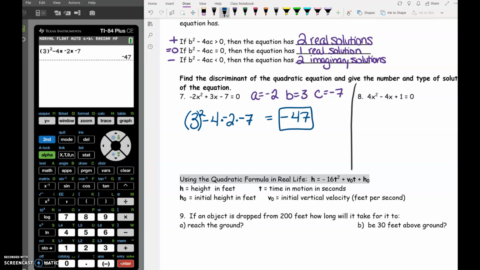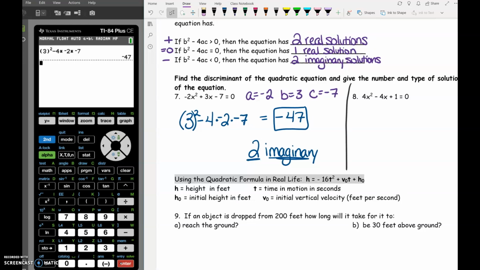In your online assignment, the first question will ask, what is the discriminant? You'd type in negative 47. Then it's going to say how many solutions there are. So since our discriminant is negative, what does that mean for the number of solutions? 2 imaginary solutions. So you'd have to enter 2 or select it from a drop-down and then select imaginary from a drop-down, I think, is how it goes.